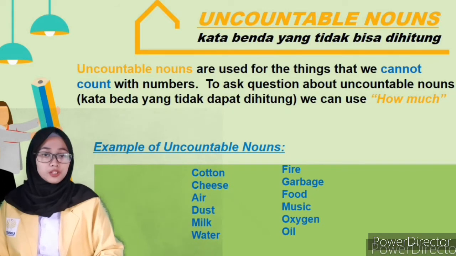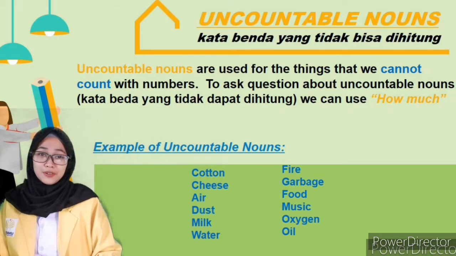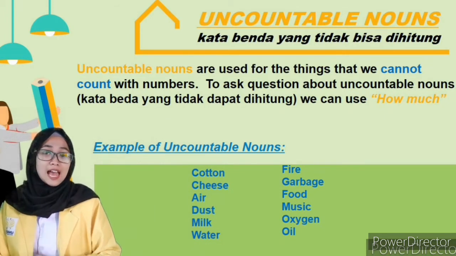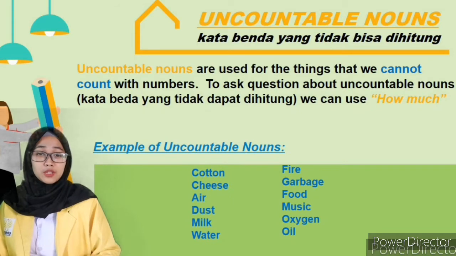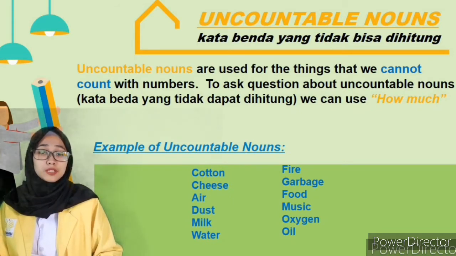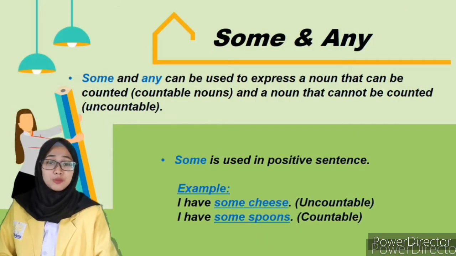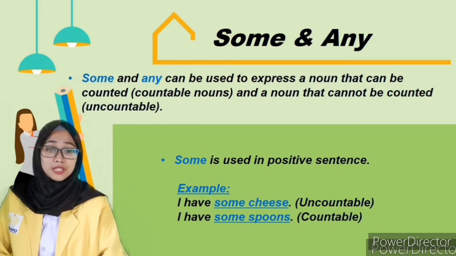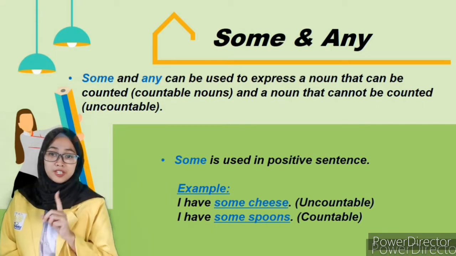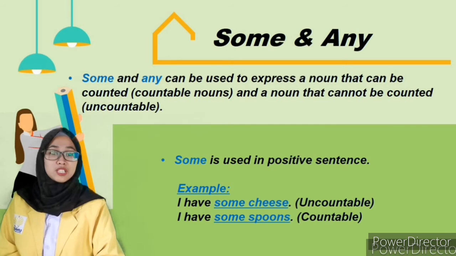And now we also will learn about the use of some, any, much, many, a few, a little, and also a lot of. And now let's take a look at the first one. The first one, we will learn about the difference of some and any. Some and any are used for uncountable noun atau kata benda yang tidak bisa dihitung, dan juga for countable noun atau kata benda yang bisa dihitung. But the difference is some is used for positive sentence. For example, I have some cheese.